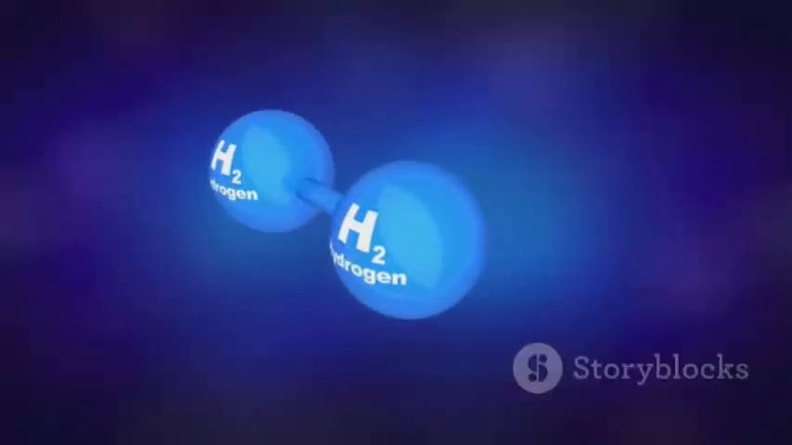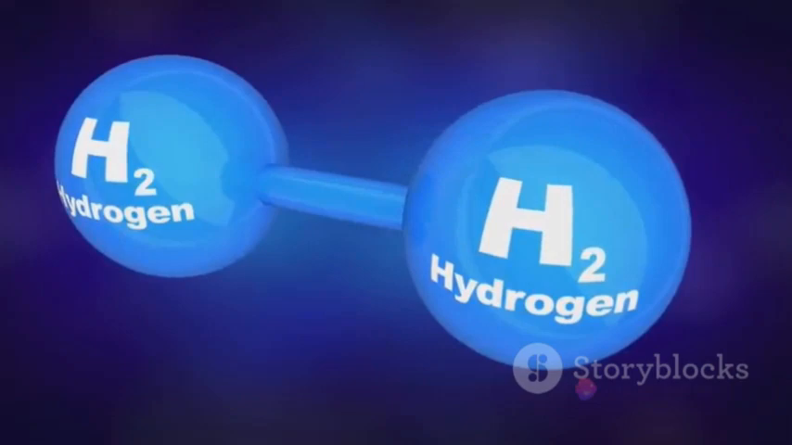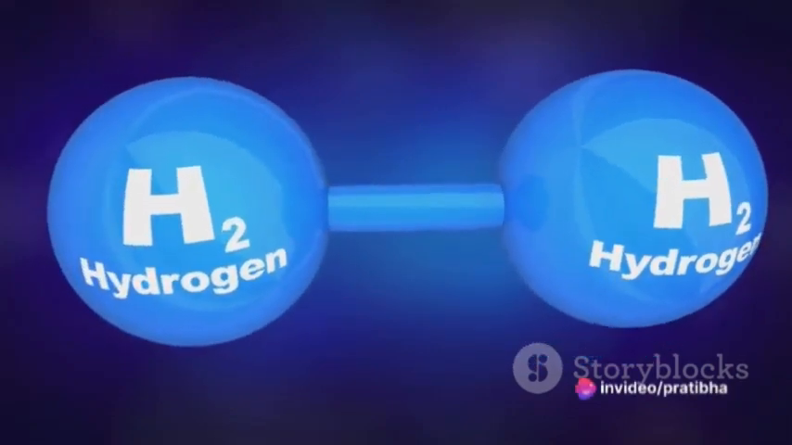Here's the kicker. The 3 2p electrons each occupy their own orbital, following Hund's rule. This single occupancy configuration gives nitrogen a high degree of stability.